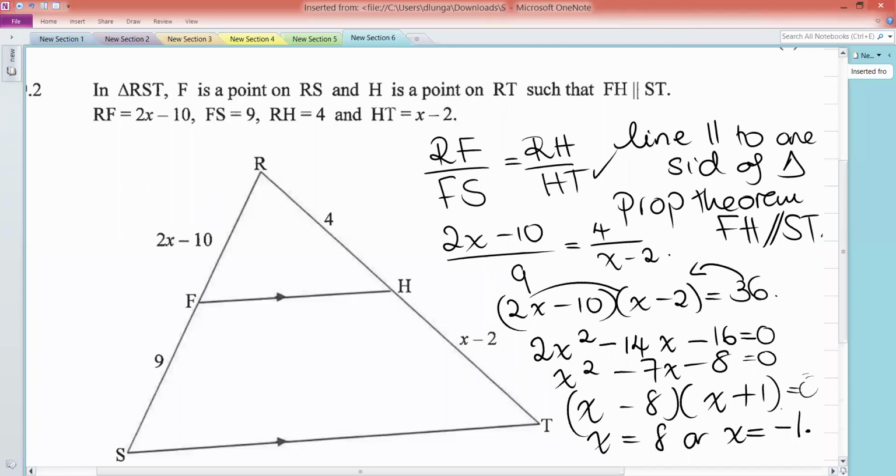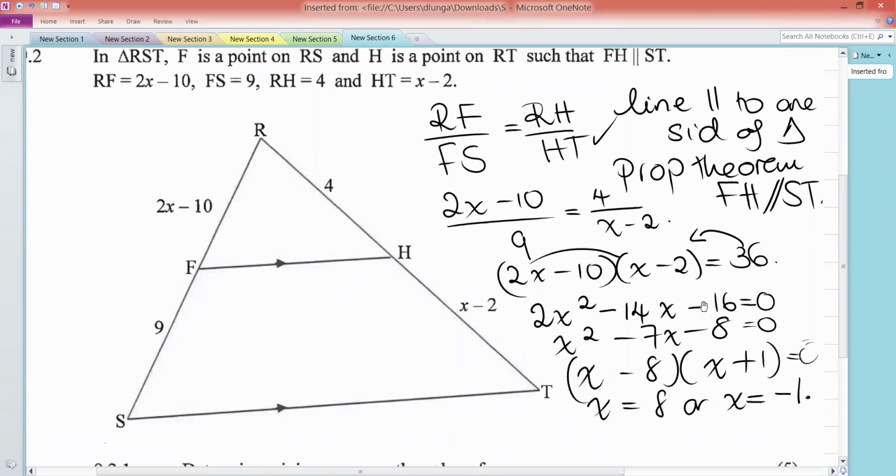Now let's see. If x is equal to 8, we need to check these answers in these to see if that theorem stands. So if I take 8 and plug it in, let's see if the left-hand side will be equal to the right-hand side. So 2 times 8 minus 10 over 9. 2 times 8 there is 16 minus 10, that's 6 over 9 here.